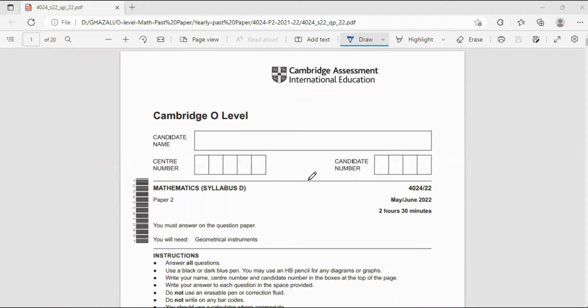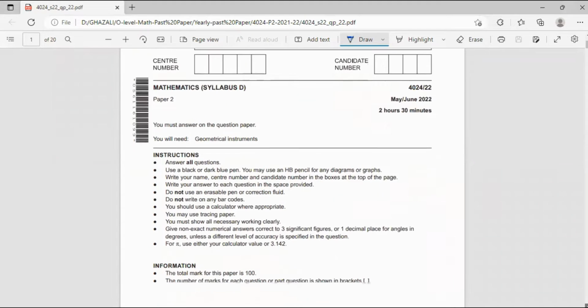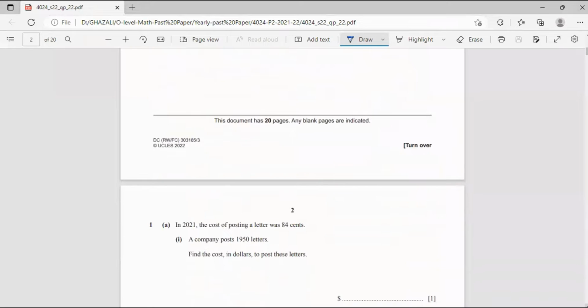I will solve today's mathematics past paper, May-June 2022. Let's start the paper. Now, here's question number one. In 2021, the cost of posting a letter was 84 cents. A company posts 1,950 letters. Find the cost to post these letters.